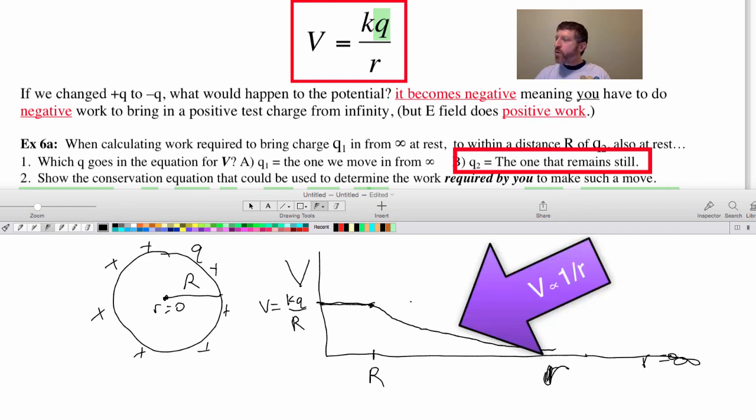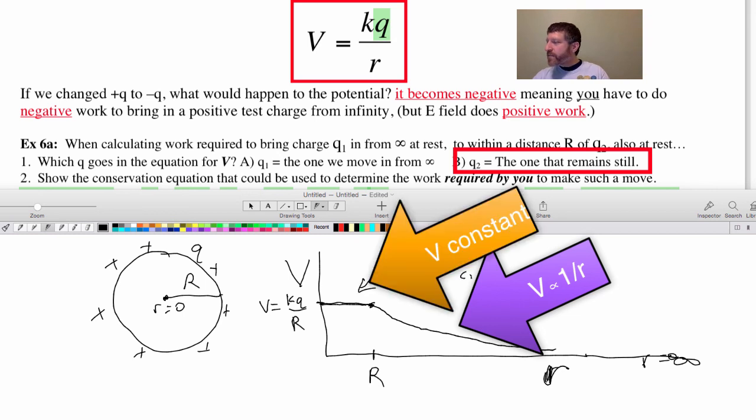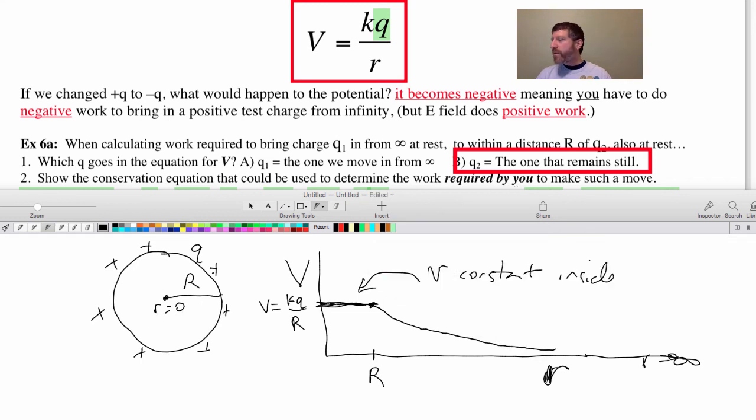This is a 1 over R relationship. Notice that inside, V is a constant. As long as there's no charge inside, it's a free ride. Once you get your test charge to this point, you can just have a ball, you can just move it all around in there, and it takes no work to do that. The potential is constant inside. And if this were a solid conductor, it would also be true because the field is zero inside a solid conductor.